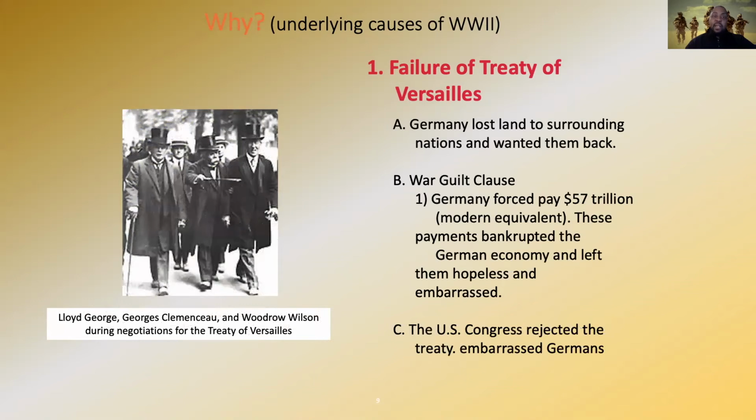Again, Germany lost land to surrounding nations and wanted it back. The war guilt clause forced Germany to pay 57 trillion. These payments bankrupted the German economy and left them hopeless and embarrassed. Then, the U.S. Congress rejected the treaty, which again embarrassed the Germans.